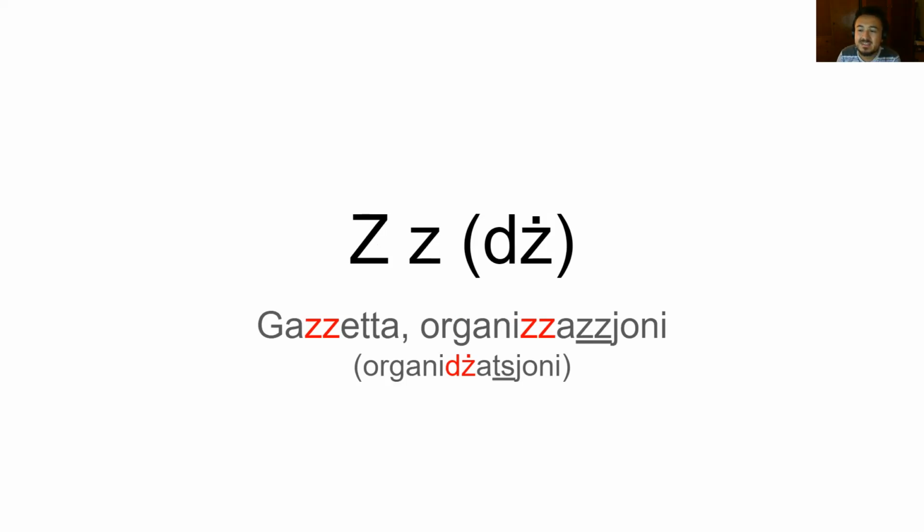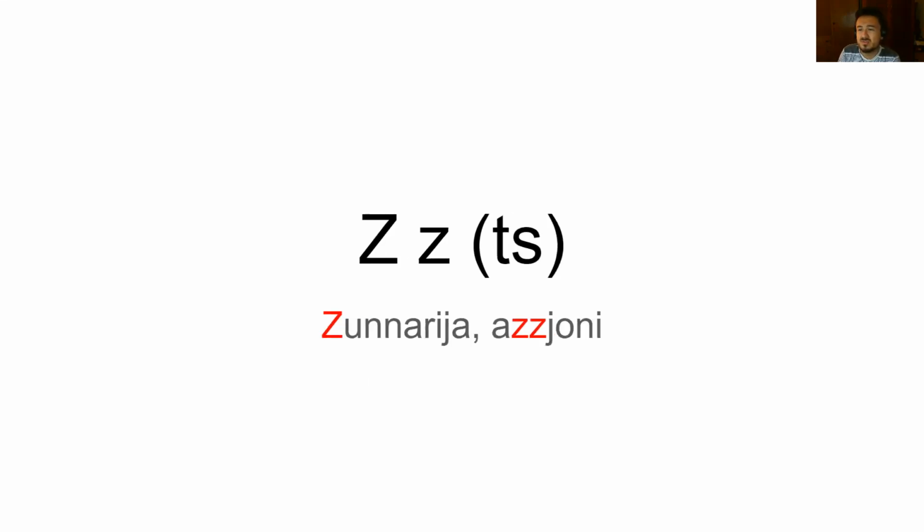The first one was ts. This one is z, like a d and a z. So you don't say gatsetta, you say gazzetta, which means a newspaper. And then there is this word which has both versions. There is the z and there is the ts.